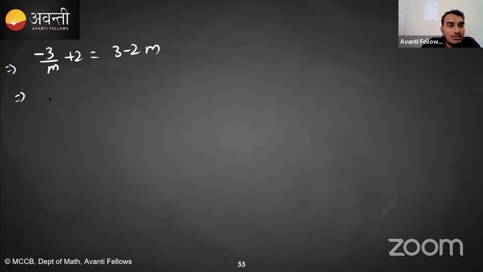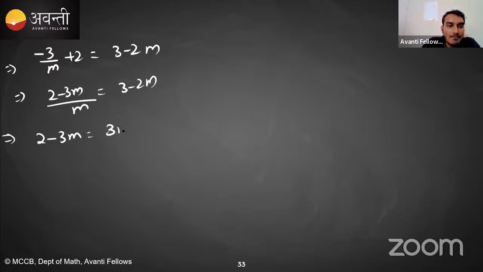Take the LCM. 2 minus 3m upon m is equal to 3 minus 2m. So it implies 2 minus 3m is equal to 3m minus 2m square. It implies 2m square minus 6m plus 2 is equal to 0.